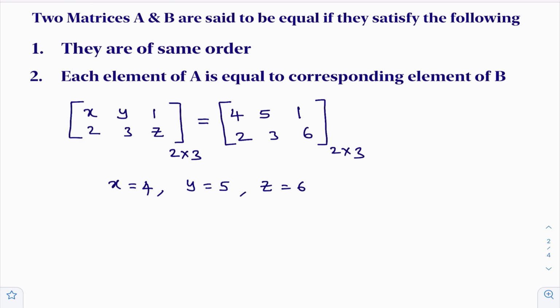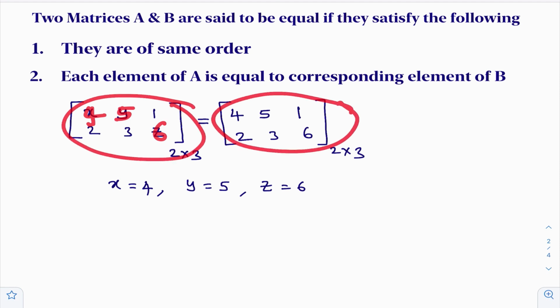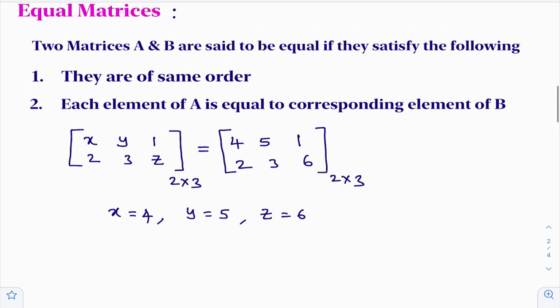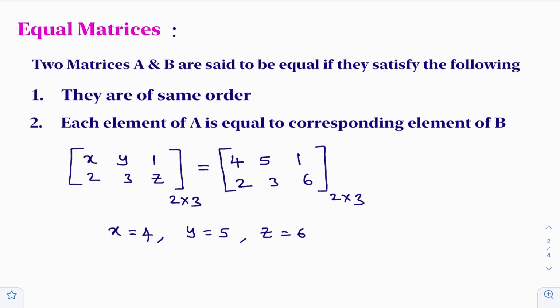Let me do one thing. In this matrix, in place of X you write 4, in place of Y you write 5, in place of Z you write 6. Now you see this is 4, 5, 1, 2, 3, 6. The matrices are equal. This definition is very easy. When we say two matrices are equal, their orders must be the same and the corresponding elements in both matrices must be equal. I hope you understand the definition of equal matrices.